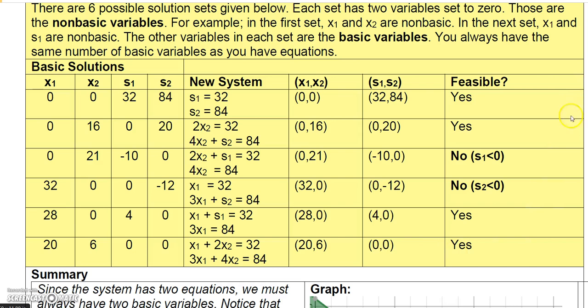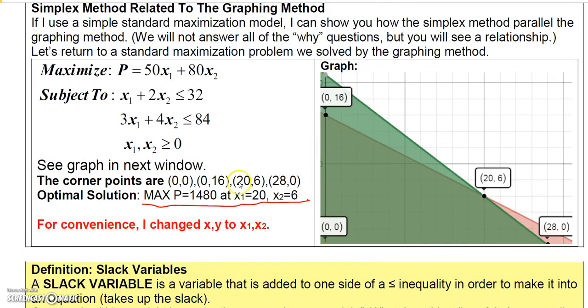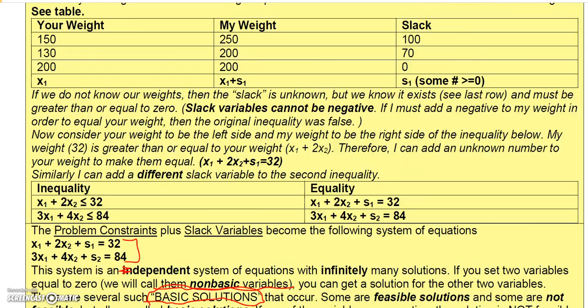Now, I want you to notice something here. Notice that four of these points yielded feasible solutions. 0, 0 is a point on the graph, it's feasible. 0, 16 is a point on the graph, it's feasible. 28, 0 is feasible. 20, 6 is feasible. Now, do you remember what those points were? Those points were the corner points. All those points were the corner points of this actual graph. Those were the 4 corner points.